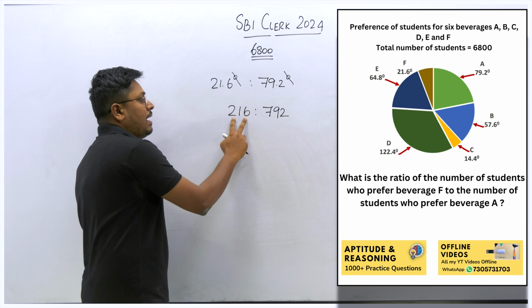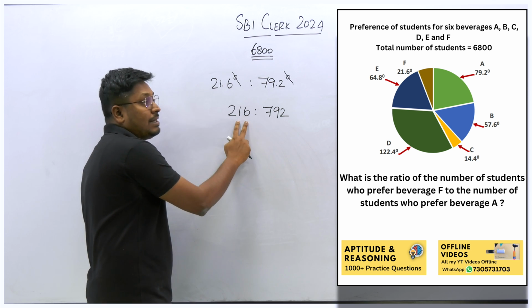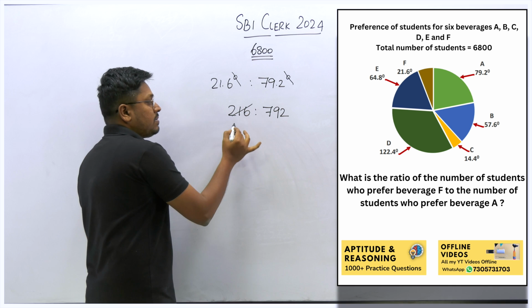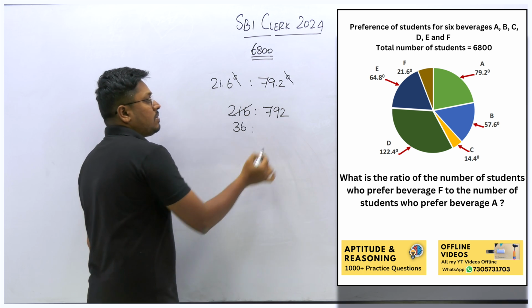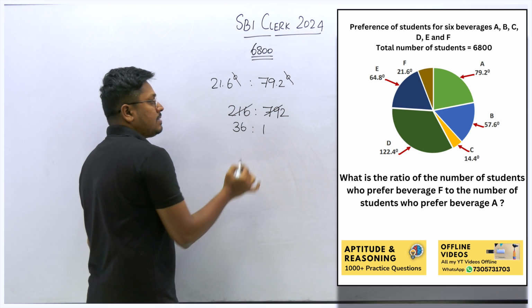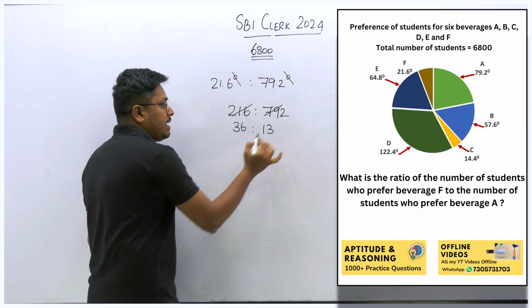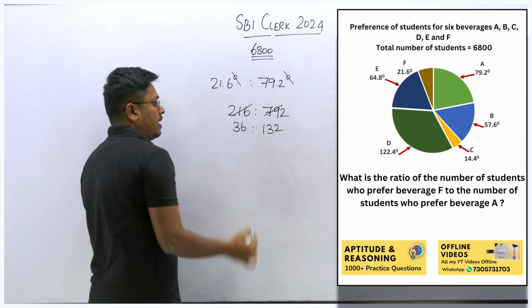So 216, either it can be 6 times or 36 times. So what I can do is I can first cancel it on 6 times, right? 6 3s are 18. Remaining will be 3. Again 36 times. So cancel it on 6 times. 1 6 is 6. So 6 3s are 18. 6 2s are 12, right?